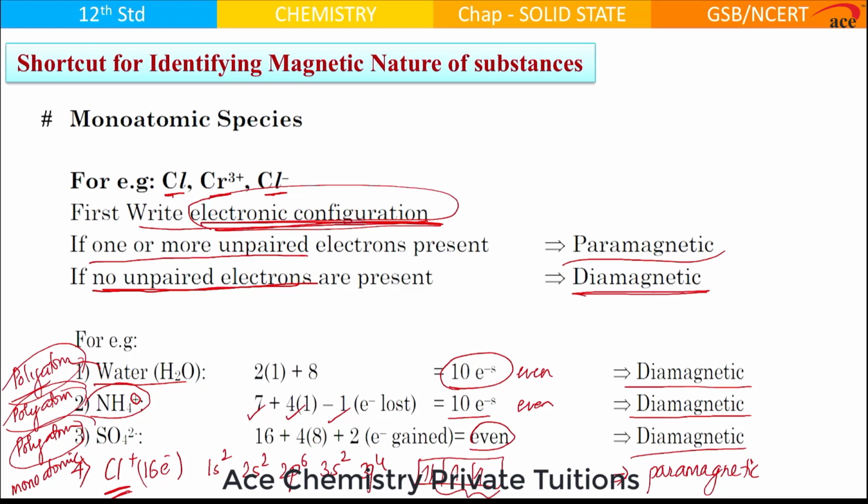So, we come to the end of the discussion of this chapter called solid state. That was all the discussion related to the theory of this chapter, solid state.